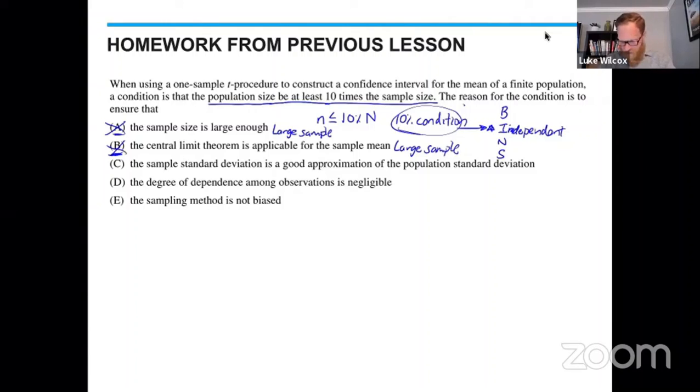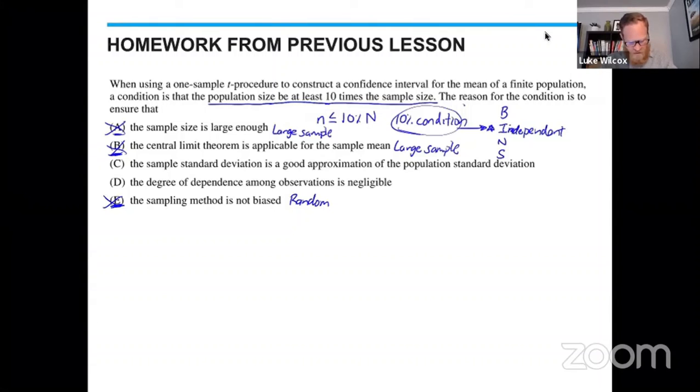And now I'm actually going to take us down to choice E. The sampling method is not biased, which is very important, but that's part of a different condition, which we call the random condition. And so we are left with only 2 choices here. So let's look at each one of them.